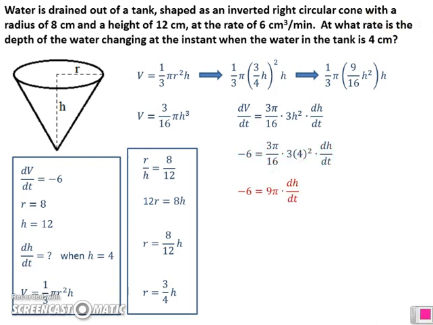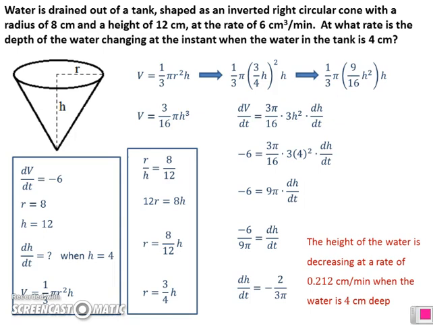Simplify. This side is equal to 9 pi if you simplify a little bit here, because the 16 here and the 16 here cancel. And you can divide by the 9 pi and simplify here. I just swapped the sides. I don't know why I put the dh dt on the left. And I simplified 6 over 9 is 2 over 3.